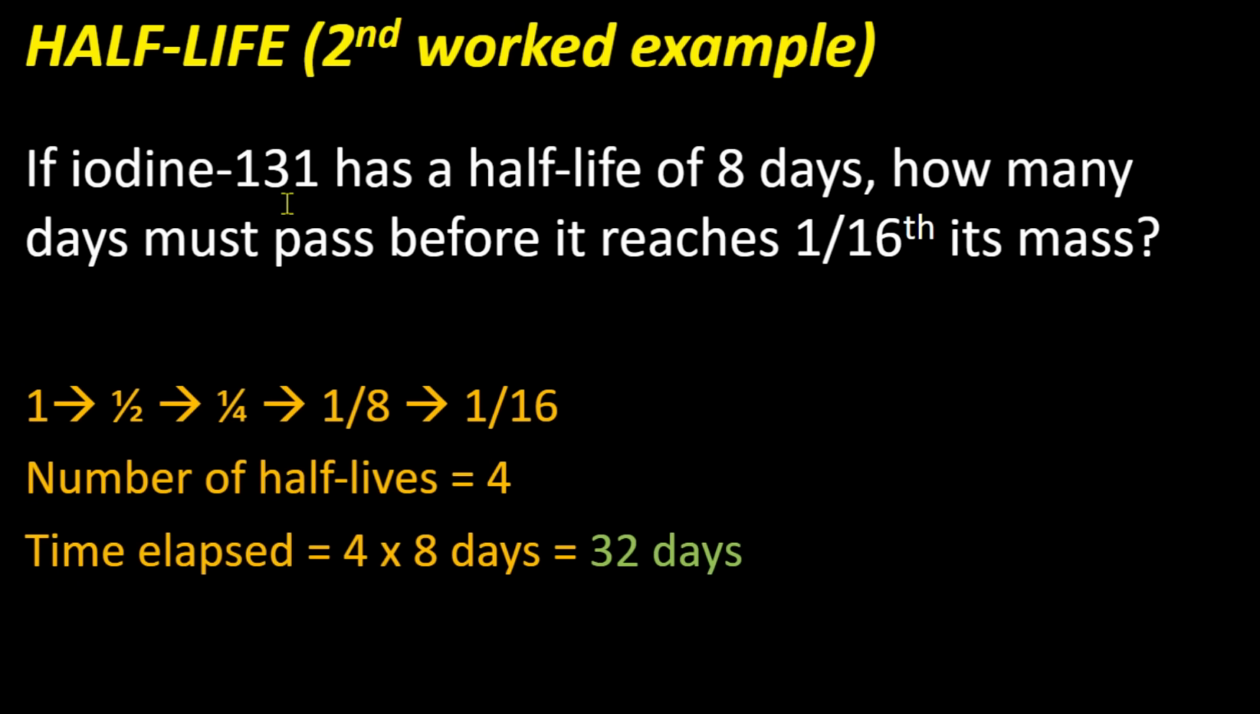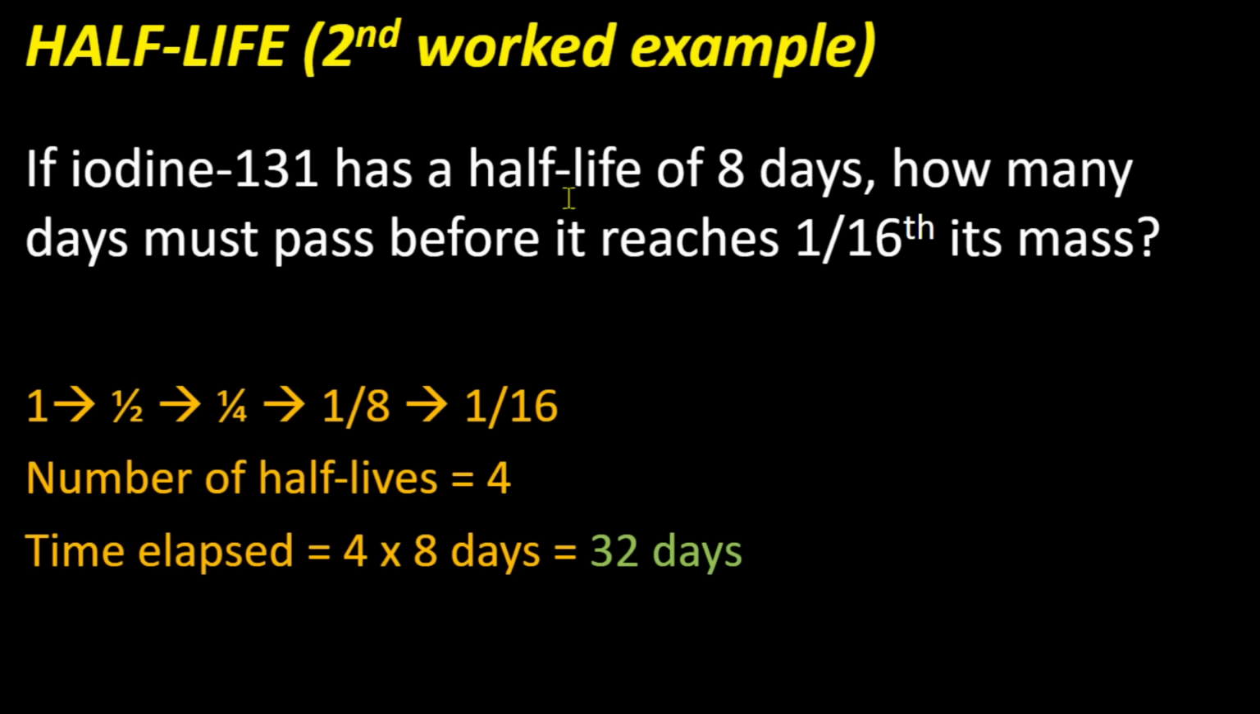This here is our second worked example. If iodine-131 has a half-life of 8 days, how many days must pass before it reaches 1/16th of its mass? So once again, we start with our full amount. In this case, we don't have a number for the mass, but we start with the whole, which is 1. After one half-life, we will have a half of the amount. After another half-life, we will have a quarter, then 1/8, then 1/16th. You count the number of arrows, and that will tell you the number of half-lives. That will be 1, 2, 3, 4. The number of half-lives will be 4.